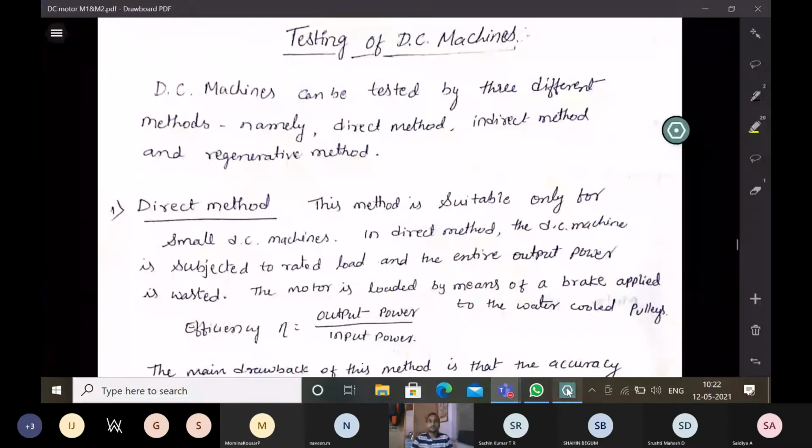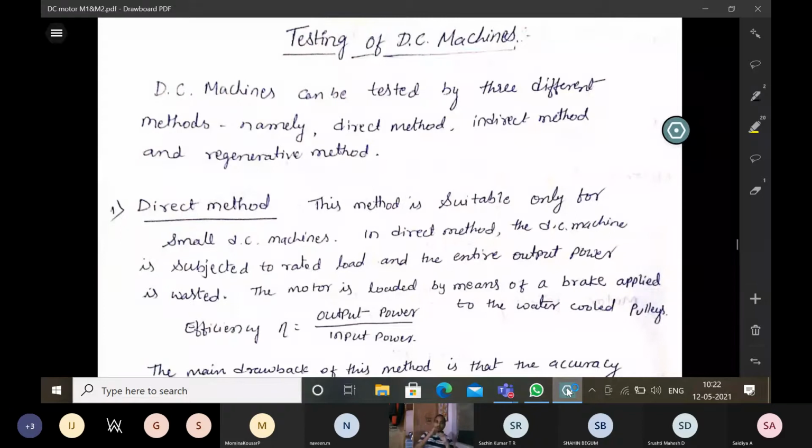Hello, good morning everyone. Today we will discuss the second module, the testing of DC machines. So why is testing required for a DC machine? In previous classes we have studied losses and efficiency. So how will we get the losses and efficiency in the DC machine? Whenever you test that particular machine, you will get the losses. From those losses and the input and output, you can find out the efficiency of the machine. So the efficiency of the machine can be determined by the testing of the DC machine.